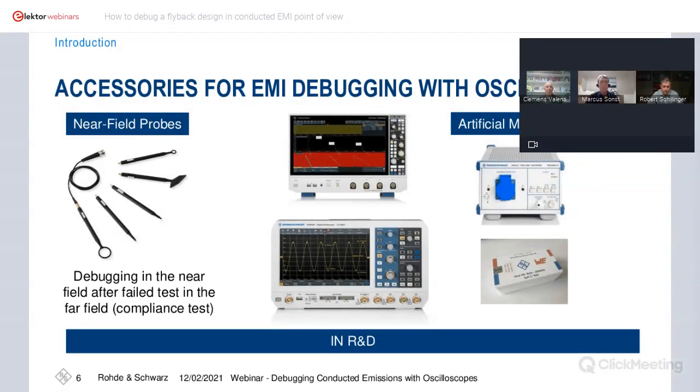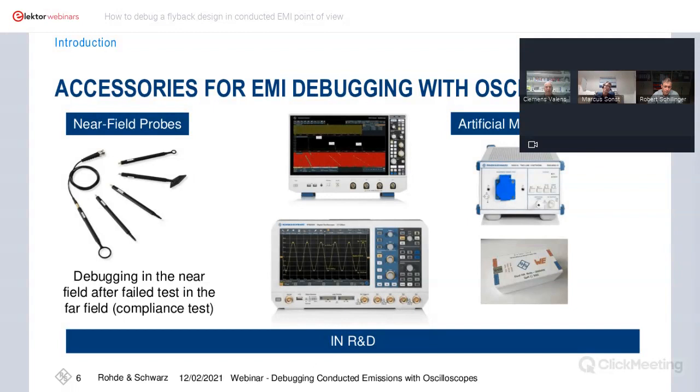Okay, what can we do with the oscilloscope specifically? As I said, we have a high performance oscilloscope here, our RTO6, but we also have these RTB2000 low cost oscilloscopes. And this is also the focus of today's presentation. So we have basically two fields of what we can do with an oscilloscope.